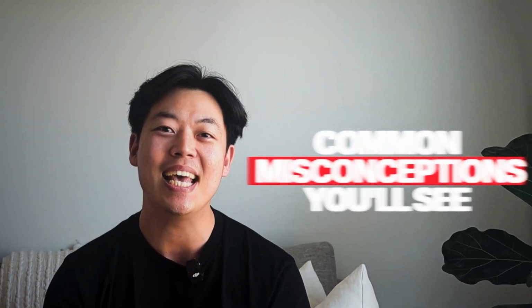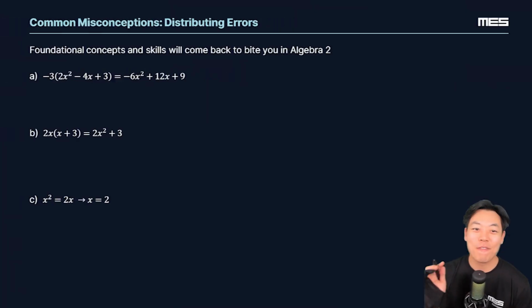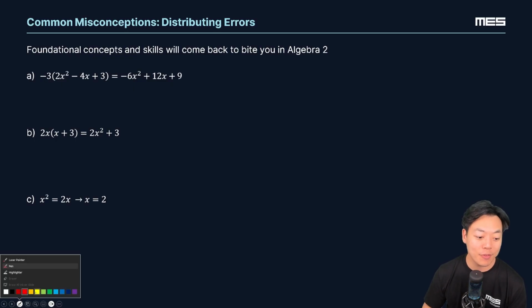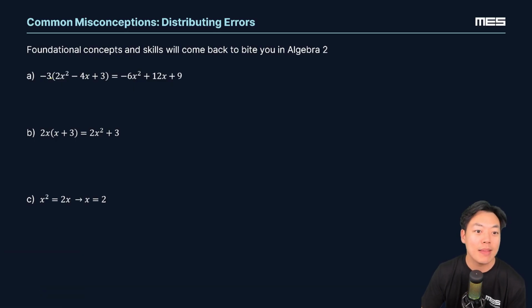Now let's take a look at some common misconceptions you'll see in Algebra 2. The first common misconception that we see is distributing errors. If you look at this very first one, notice how we have to distribute that -3 to all terms within the parentheses. When we distribute this -3, we do get -6x squared. That's correct. -3 times -4x is positive 12x. However, this very last one, -3 times +3, needs to be a -9, not a +9.